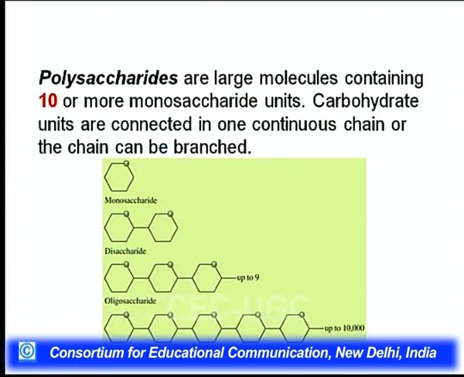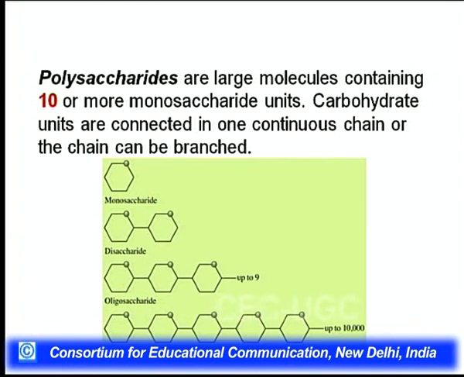The last class of carbohydrates are polysaccharides. Polysaccharides are large molecules containing 10 or more monosaccharide units, and they may be connected in a linear chain or they may be branched.